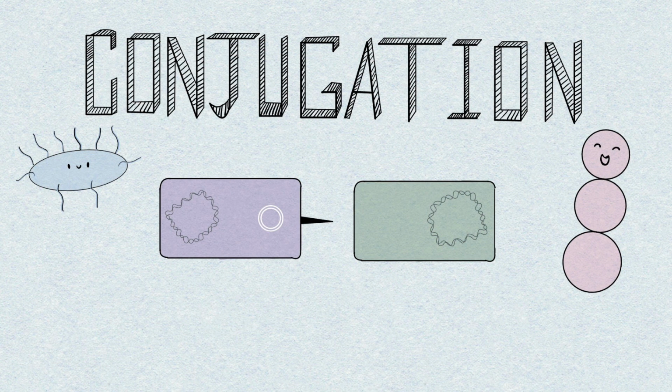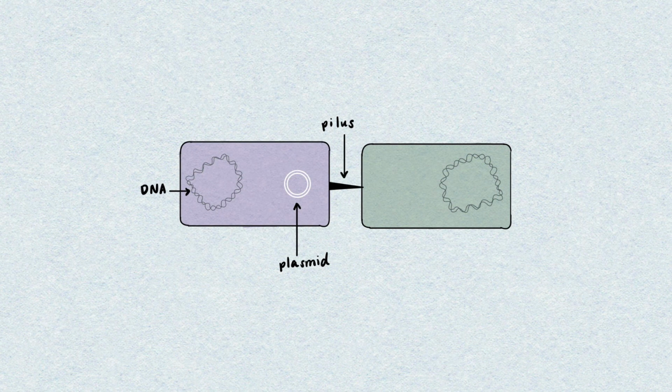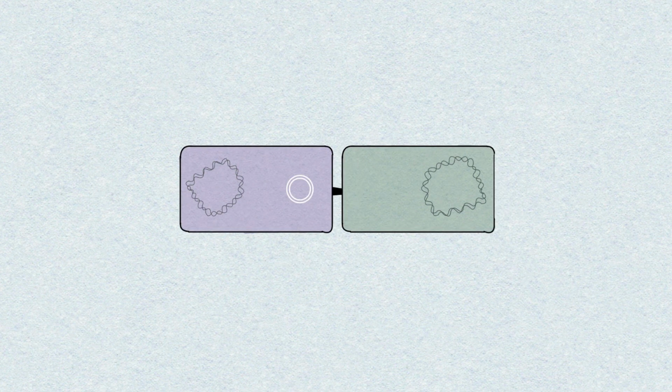Like I mentioned before, conjugation is the most common mechanism in horizontal gene transfer between bacteria. There is a donor and recipient cell. The donor uses a pilus, which is an appendage that attaches to the recipient bacteria. And from there, the DNA is transferred between the two cells in the form of plasmids. Plasmids are small circular DNA molecules found in bacteria and some other small microscopic organisms.